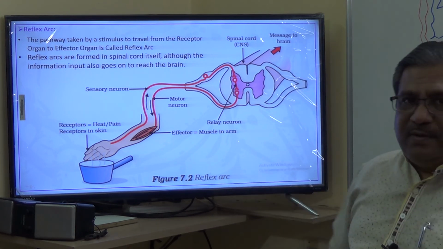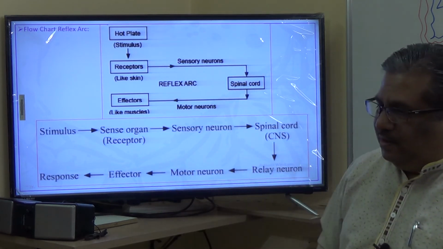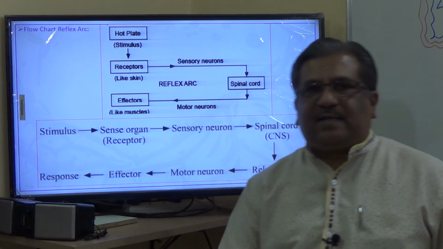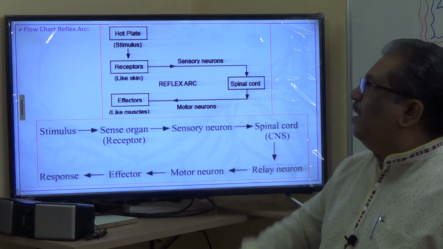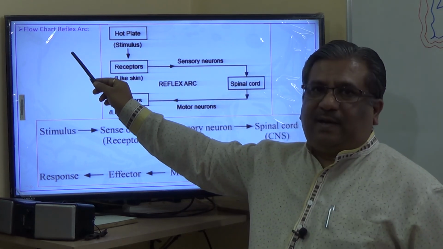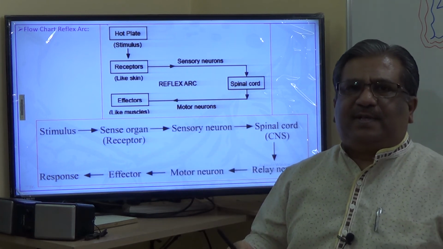Okay, note down this. Yeah, fine. This is the last slide which you are going to see. Draw a flowchart for a reflex arc. A simple flowchart. If you know the reflex action, the flowchart is also a simple one.